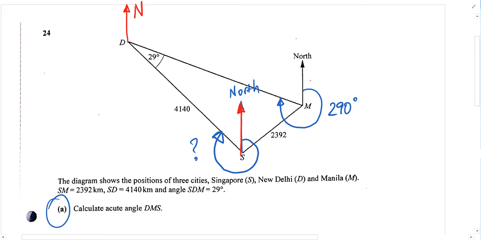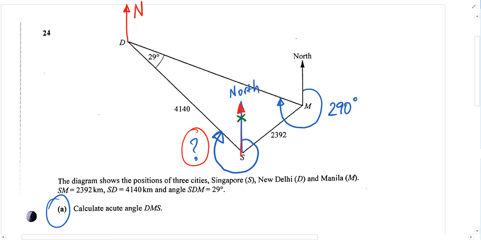Okay, if I want to find this angle, which angle do you think will be useful in order to help me find the final answer? DSM. You mean this entire angle? So what if you get an angle? How are you going to find the angle required? DS north. Okay.